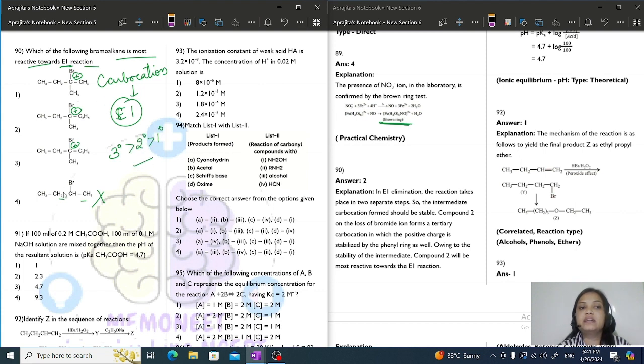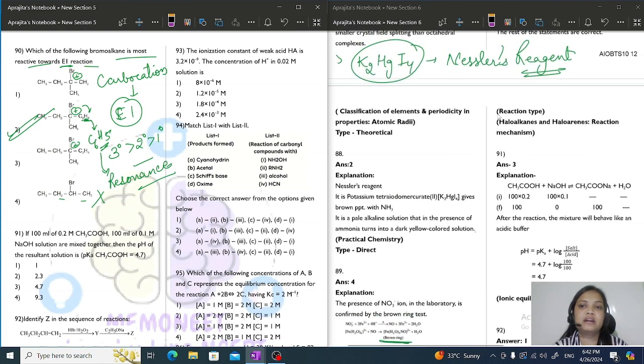Now all of these are tertiary carbocations, but in the second option you can see that there is a phenyl group attached to it, a C6H5 ring is attached to it. So here the positive charge will be stabilized by the phenyl ring because of resonance, and this would be the most stable carbocation and it would be most reactive towards the E1 reaction because of the presence of the phenyl ring. So that is the answer.